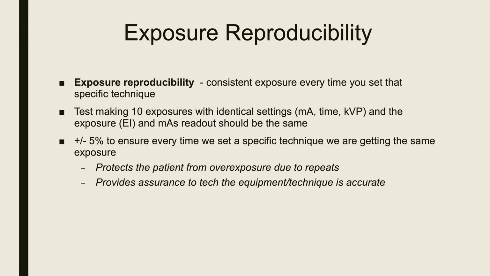Exposure reproducibility is exactly what it sounds like. It's making the same exposure over and over and over again. So obviously, if we set a technique, we want it to be the same every time. So a simple test for that is you make 10 exposures using identical settings, and the exposure index and the mass readout should be the same, and that acceptable limit is plus or minus 5%.